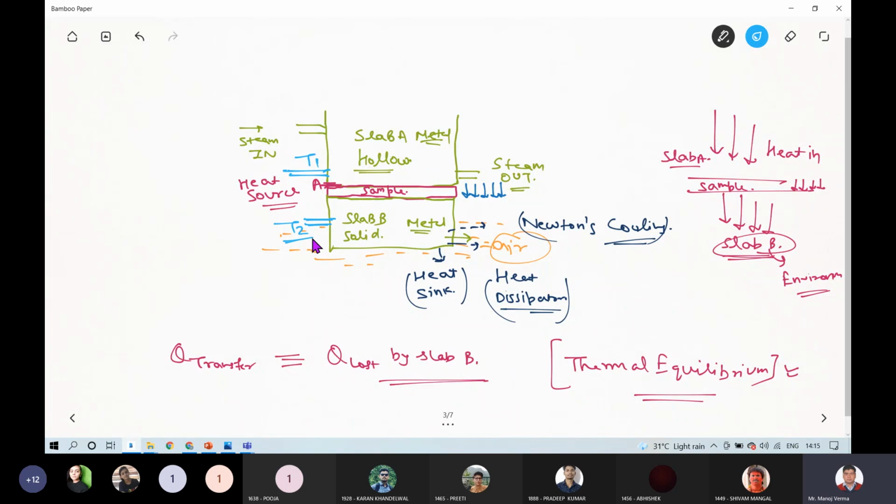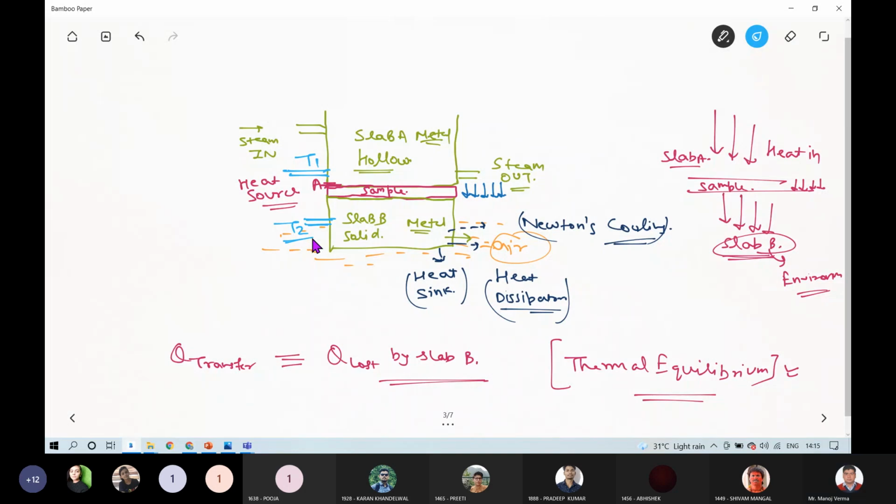So after inletting the steam, if you measure the temperatures of both thermometers with respect to time, then after some time they will attain saturation, a constant value. At that point, the amount of heat transferring through this sample towards slab B is exactly equal to the heat lost by slab B to the environment.